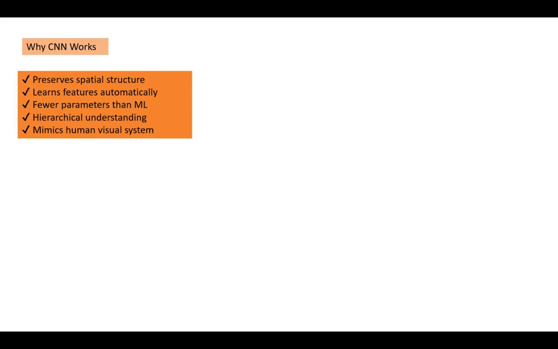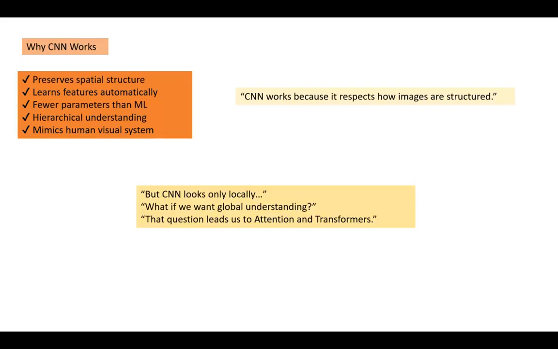Why exactly is CNN working? Because CNN preserves spatial structure, very important, learns features automatically, has fewer parameters than ML models, has hierarchical understanding, and mimics the human visual system. So CNN works because it respects how images are structured. If you look at CNN globally, for global understanding we need to understand attention and transformers also. But let us understand the basic working principle of CNN.